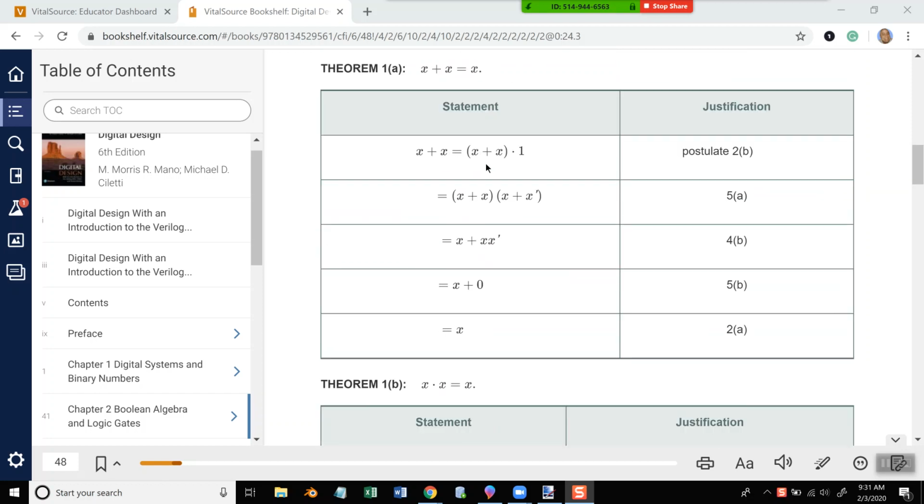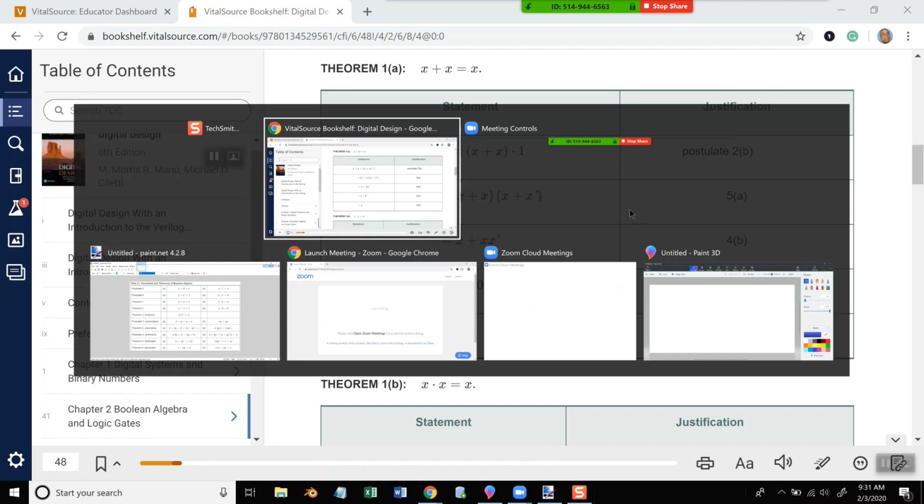Now, just to refresh your memory, we looked at this example where they prove this. That's what they're going through and verifying. So they start with the more complicated side. Remember the plus here? I'll say plus, but that refers to our or. So how you really read that is it's x or x. But we rewrite this, the x or x plus x, we can put a times 1 beside it because of postulate 2b.